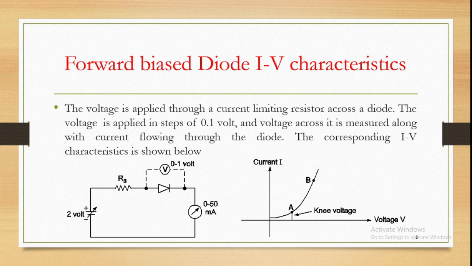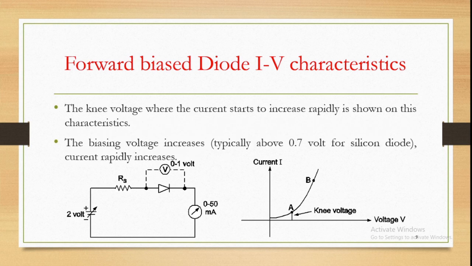You can see the IV characteristics where the current starts increasing and then rapidly increases from point A to point B. The voltage at point A where the current starts rapidly increasing is called the knee voltage of a diode. This knee voltage is 0.7 volt for a silicon diode and 0.3 volt for a germanium diode. After the knee voltage, the current rapidly increases irrespective of the voltage applied.